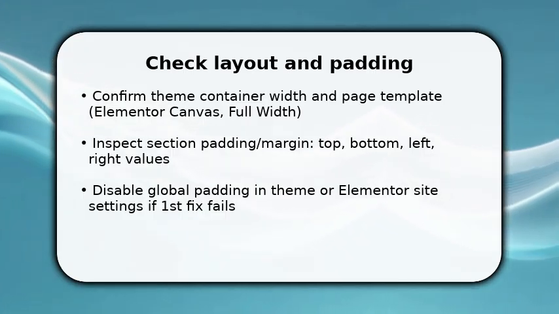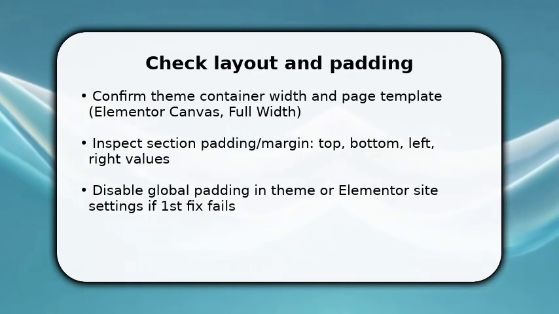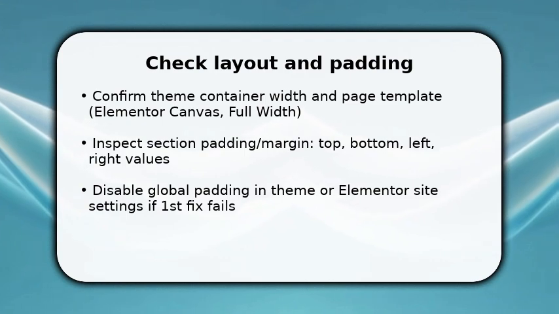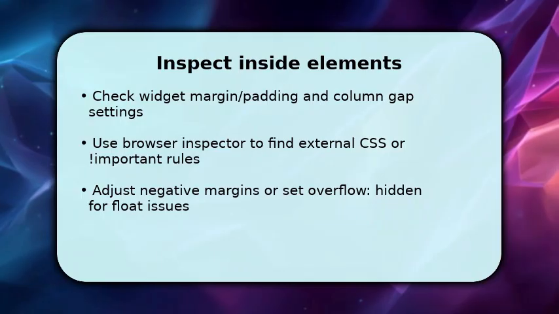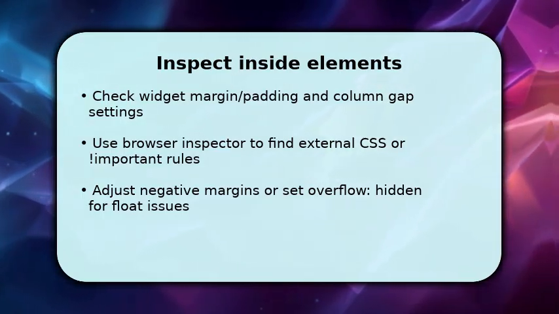If site-wide gaps persist, check Elementor site settings layout for global content width and container padding before moving to element-level fixes. Now you dig into the middle layers. Inspect columns and widgets because nested padding or a column gap often creates the white band.